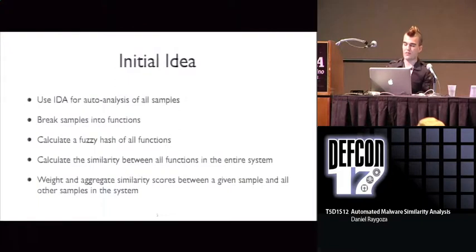So the initial idea I came up with after talking to a couple people is to use, and this is sort of like the spoiler slide, this kind of tells you the gist of everything I want to do, is to use IDA's auto-analysis, which I will agree is not the greatest thing on earth, but there's some ways to address that. Use IDA's auto-analysis, break the sample that you've submitted into individual functions, calculate a fuzzy hash, and I'll go into why I use fuzzy hashes and some other algorithms that might be better. Calculate a fuzzy hash for all the functions, and then calculate the similarity between all the functions and all the samples that you have in your database.